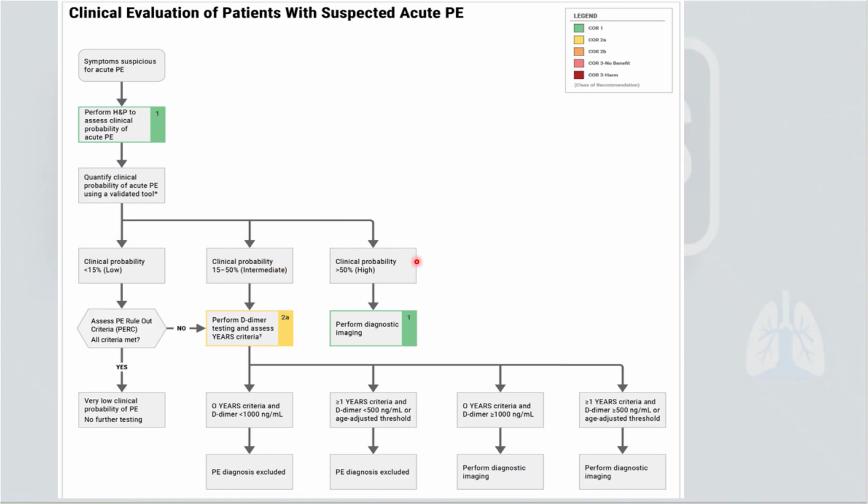So of course, for more than 50 there is no dilemma, you have to anyhow go for further diagnostic imaging, CTPA. In low clinical probability, you check for the PERC criteria, the pulmonary embolism rule-out criteria. If all the criteria are met, then definitely PE is ruled out and you need not do further imaging. But if there is any no on this side, or there is intermediate clinical probability, then of course you can do D-dimer and the YEARS algorithm, and based on these two you can further decide whether the PE diagnosis is excluded or you need to perform diagnostic imaging.